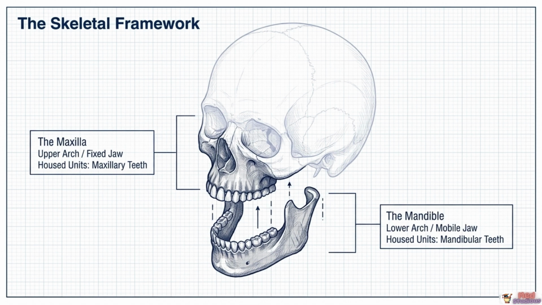Clinically, this also explains why mandibular fractures, or TMJ disorders, create such dramatic functional problems, while maxillary involvement tends to affect static structure and aesthetics more than movement. When you're studying occlusion, jaw relationships, or even orthodontic treatment planning later, always come back to this core fact. One arch moves, one arch doesn't, and that asymmetry drives the entire mechanics of mastication.